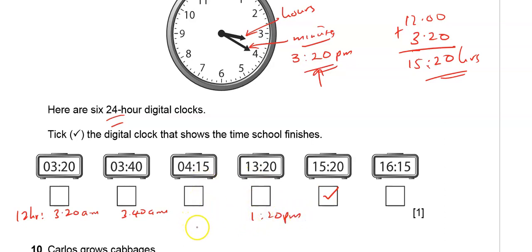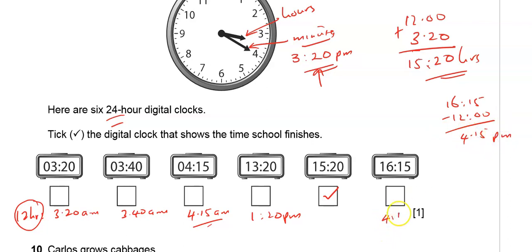This is 4:15 in 24-hour clock, and this is 4:15. That is 16:15, take away 12 to change into 12-hour clock. This is 4:15 p.m. So this is the time indicated by the school clock.